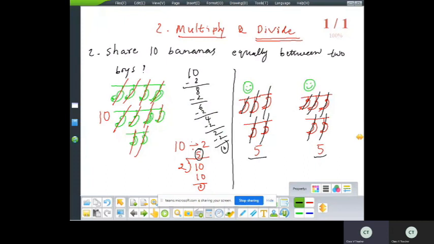Here, number 2 is subtracted 5 times. 1 time, 2 times, 3 times, 4 times, 5 times. It is called repeated subtraction. Repeated subtraction means division. 10 minus 2, 8. 8 minus 2, 6. 6 minus 2, 4. 4 minus 2, 2. 2 minus 2, 0. There, 2 is repeated 5 times. Yes. 5 bananas. It means each boy gets 5 bananas from the total 10.